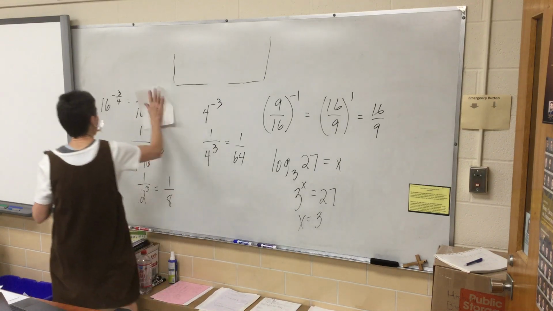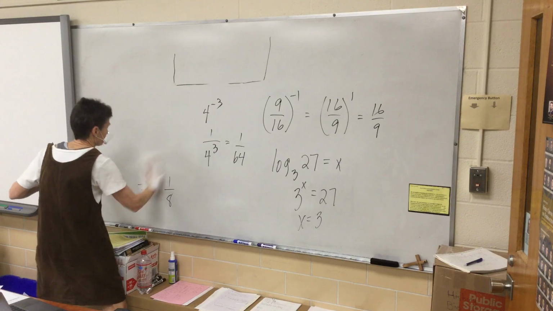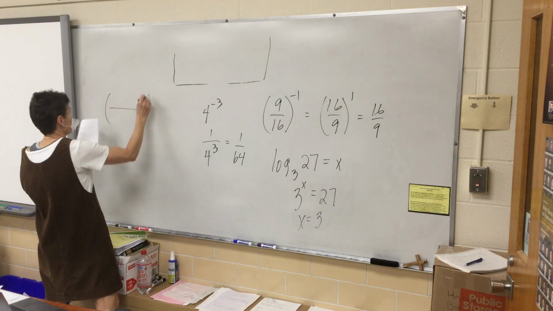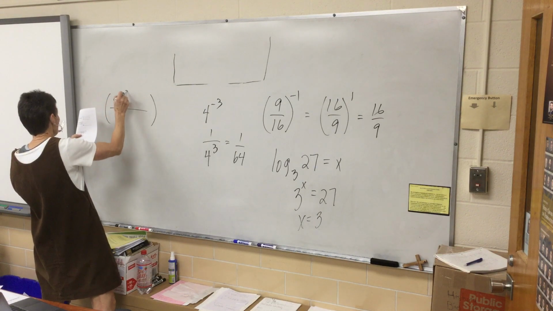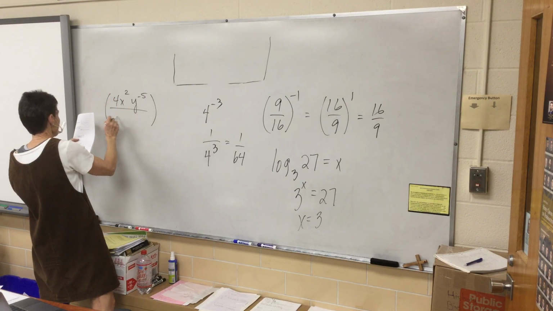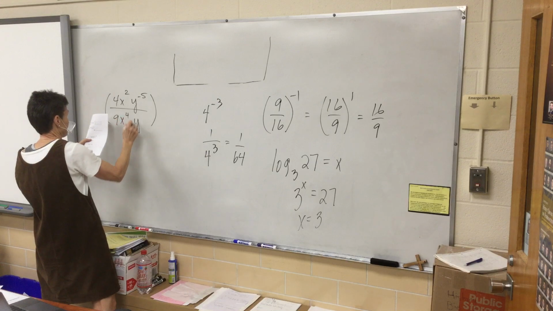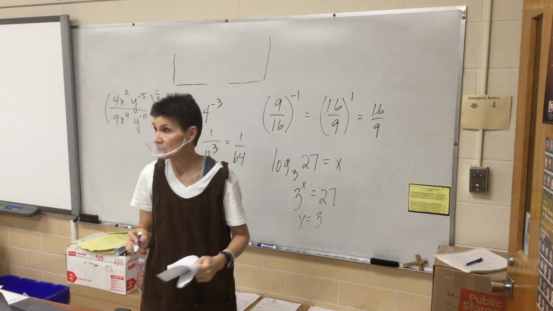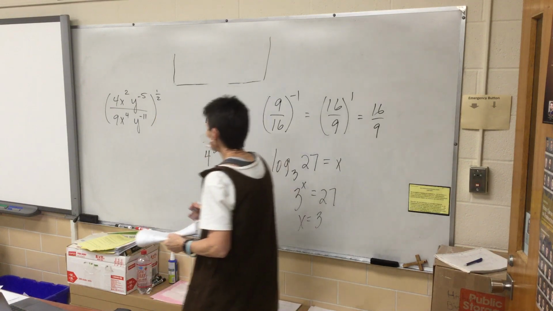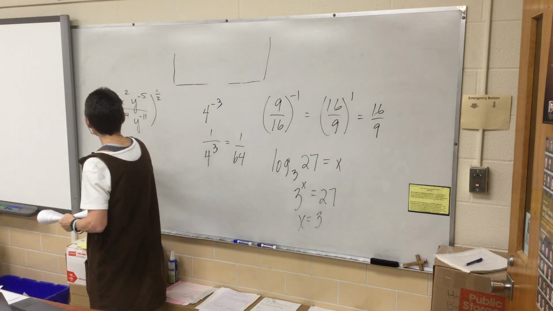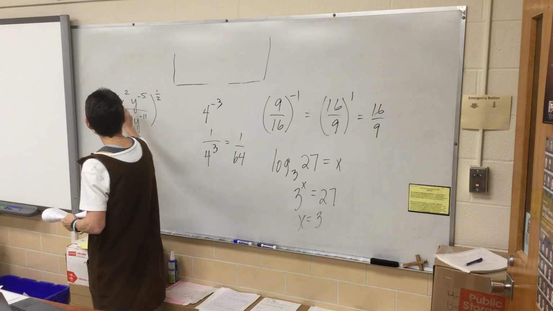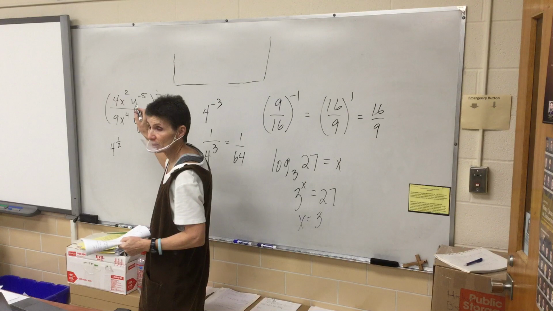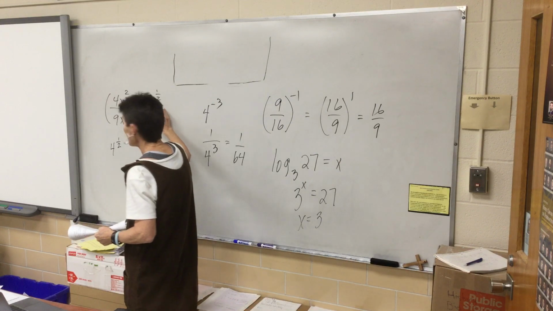Okay, F. How do you want to start? You've got some choices here. What do you want to do first? So take everything to the 1/2? All right, now that means 4 to the 1/2. Multiply the exponents now. Remember, when you have a double exponent, you multiply. So what's 2 times 1/2?